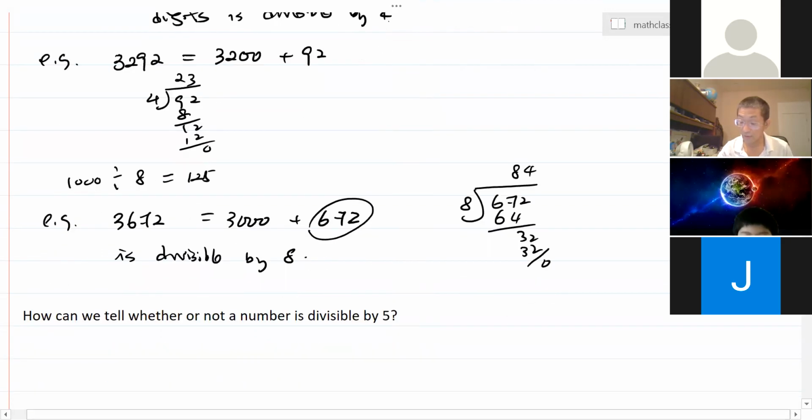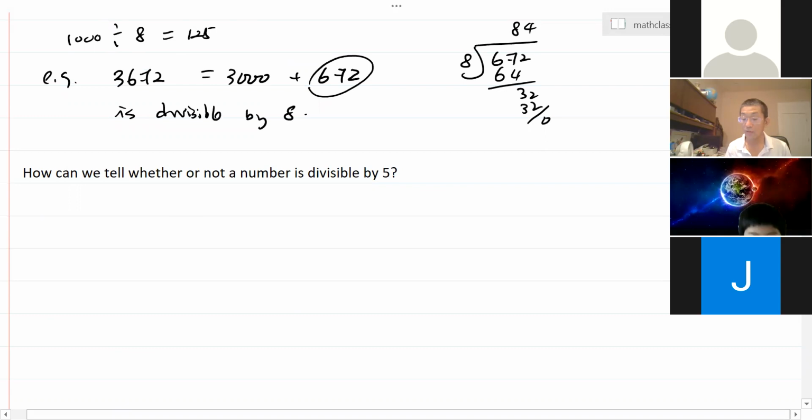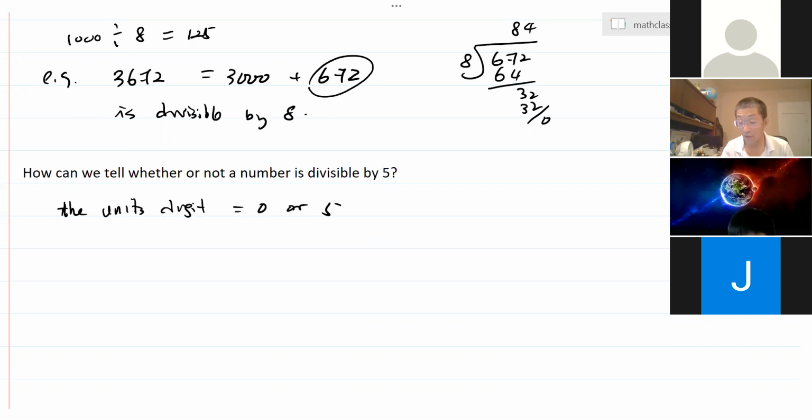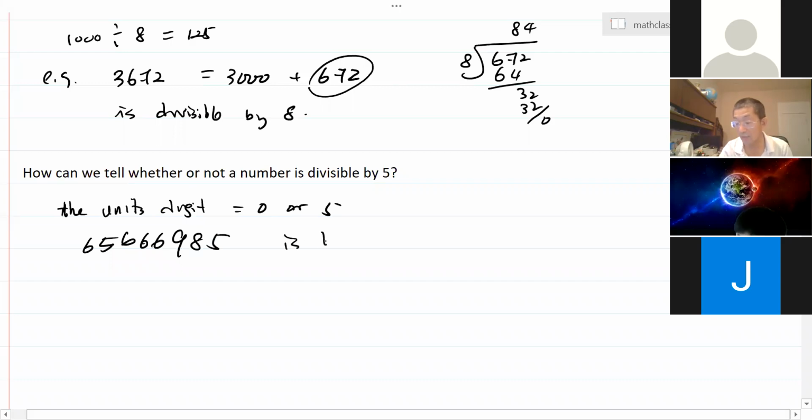All right, so let's move on to the next problem. How can we tell whether or not a number is divisible by 5? Maybe this would be much easier. Just check the last digit, okay? The unit digit should be 0 or 5, clear. So you just look at the last digit, then you can tell. Okay, no problem, right? No matter how long or how big the number is. And clearly this is divisible, because the last digit is 5. So it's divisible by 5, okay?